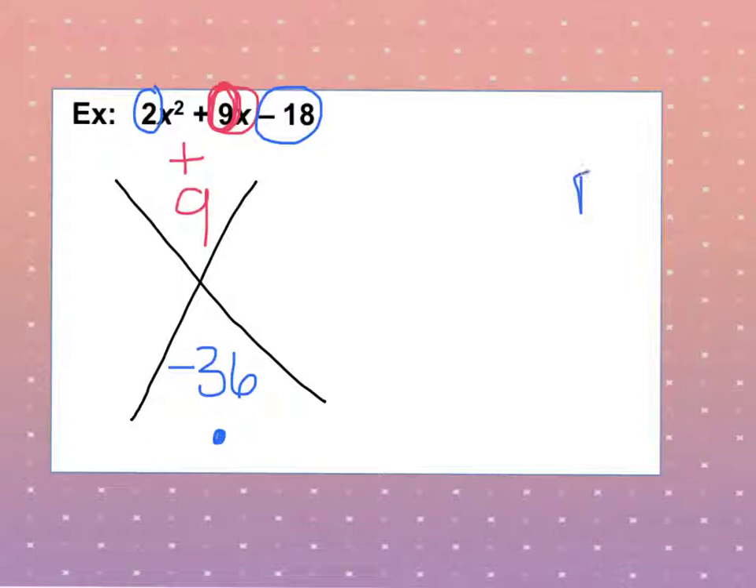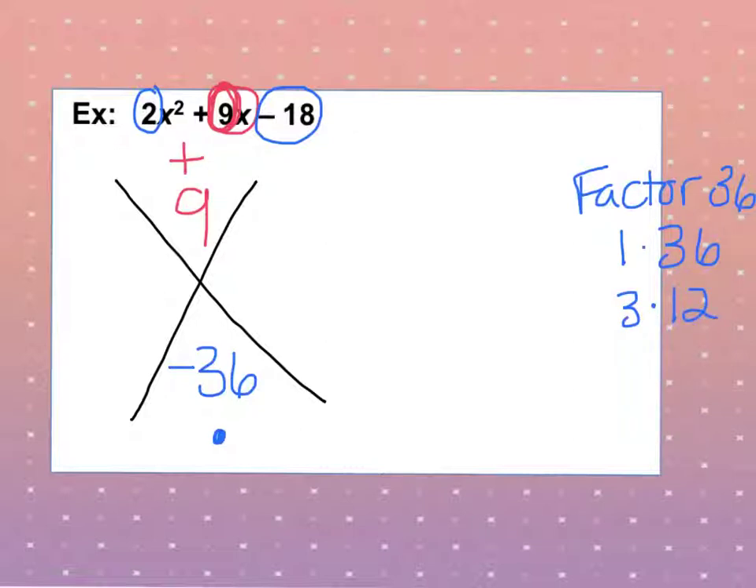So on my side, I can list out my factors of 36. Factors of 36 would be 1 times 36, 3 times 12, 4 times 9, or 2 times 18. Let's see which one would work. 1 and 36 wouldn't work. 3 and 12, yeah, if I add those, I get 15. If I subtract, I get 9, and that's what I want.